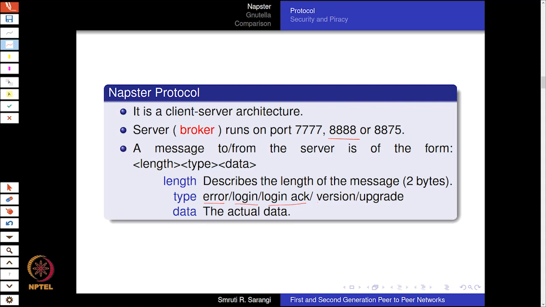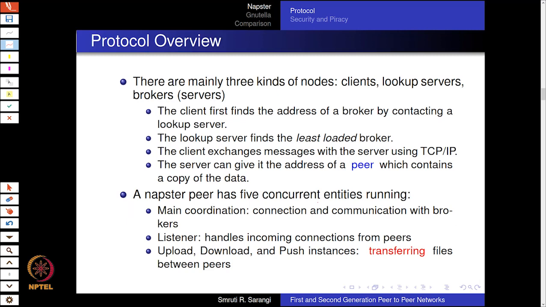So this is, in a nutshell, what a Napster message actually contained, which was very simple: just the length, type, and data. If you look at Napster right now, in 2021, when I'm recording this video, it would appear to be a very simple protocol. There were mainly three kinds of nodes: clients, lookup servers, and brokers. Brokers were also called servers.